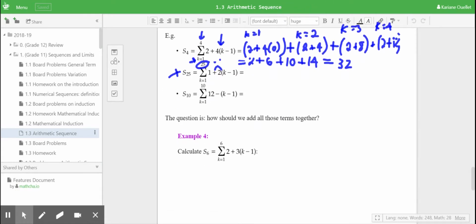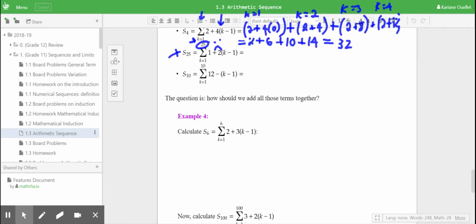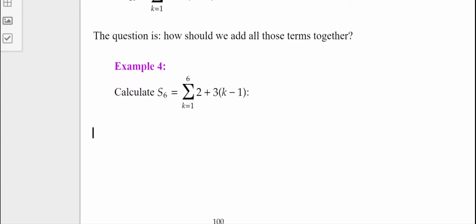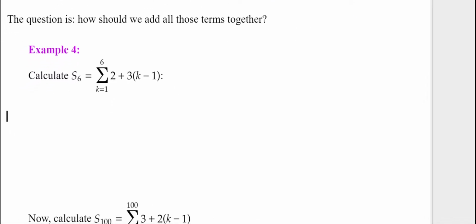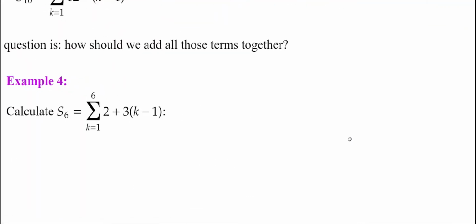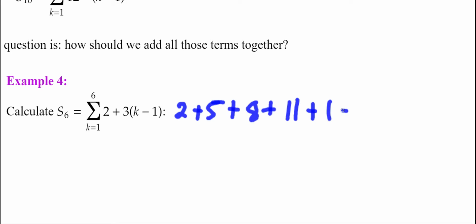So obviously there's a way that we can make this a little bit more simple. So what I'm going to do is skip ahead to this S6 here, and I'll show you what I want to show you. So if we want to calculate S6, there's two things we could do. We're summing the first 6 terms, which are going to be 2 plus 5 plus, we're adding 3 every time, so plus 8 plus 11 plus 14 plus one more, 17.